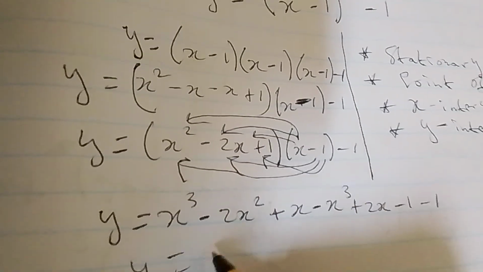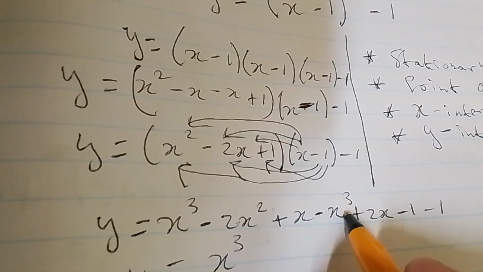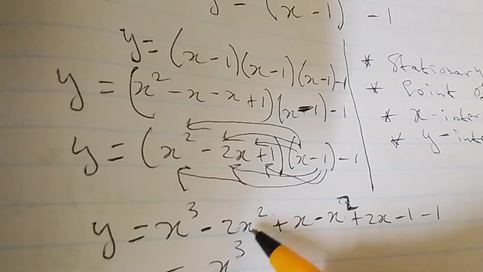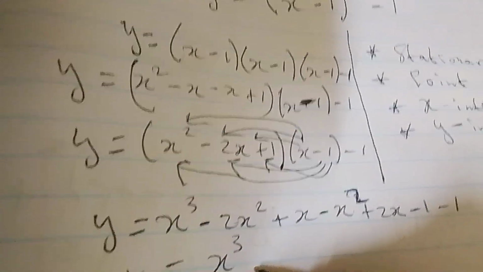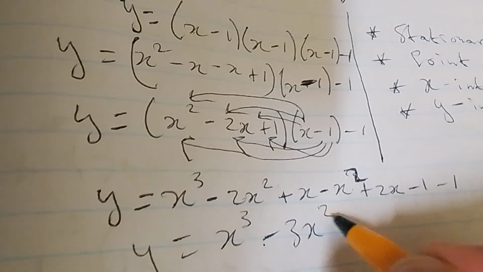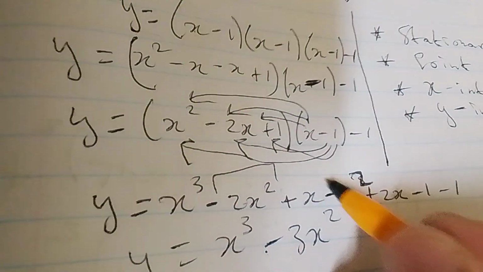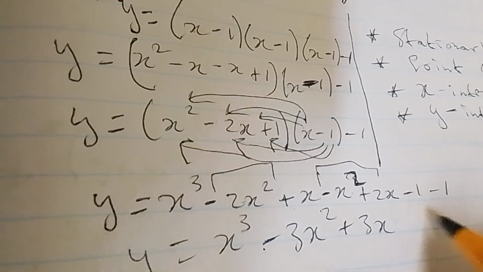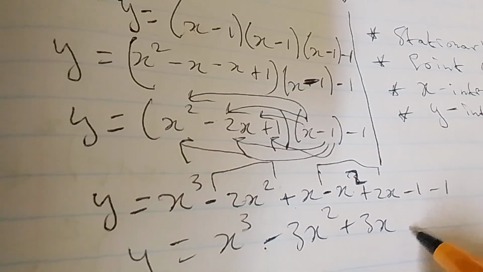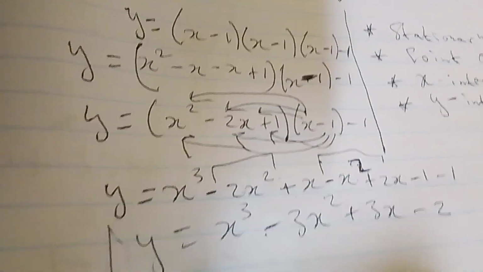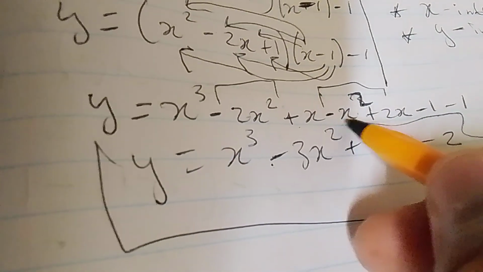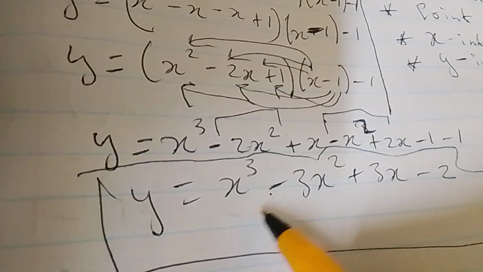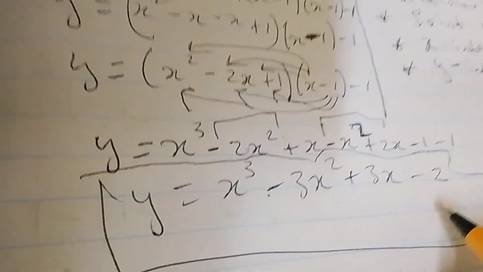So the final answer that I'm getting will be x cubed, then this and this. Here is supposed to be x squared, apologies. This and this will give me minus 3x squared. And then this and this will give me positive 3x. And then this one will give me minus 2. So this is the equation now in standard form: x cubed minus 3x squared plus 3x minus 2.